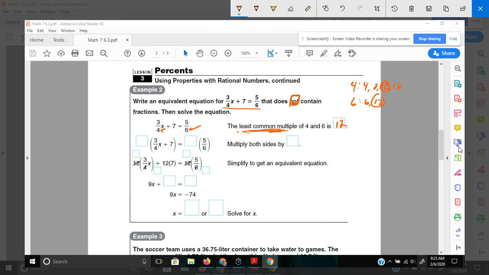So what I need to do is multiply both sides of my equation by 12. And essentially what that'll do is it'll get rid of my fractions. Okay, 12 times all of this on the left-hand side, and 12 times whatever on my right-hand side. Let me show you how that would work. It'd be 12 over 1 times 3/4 x.